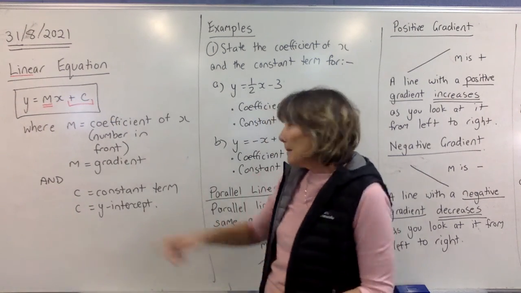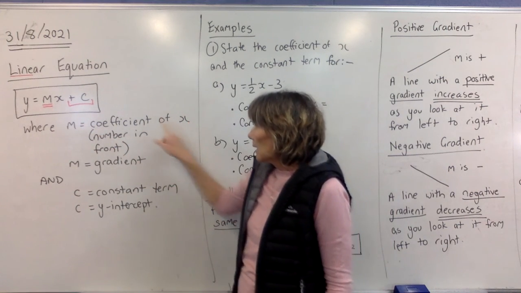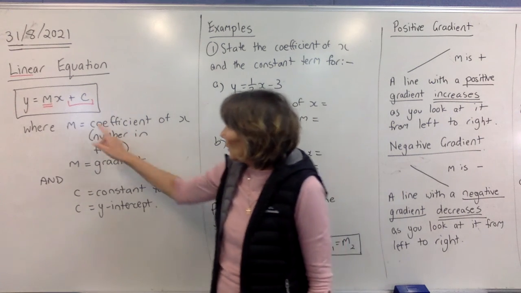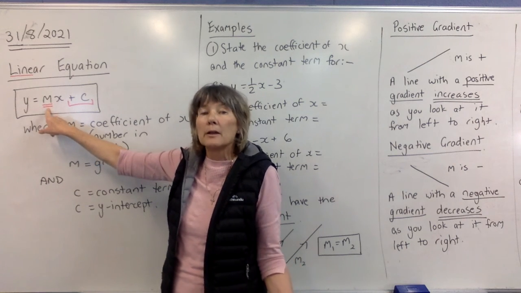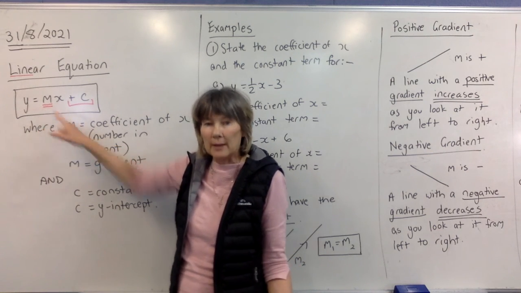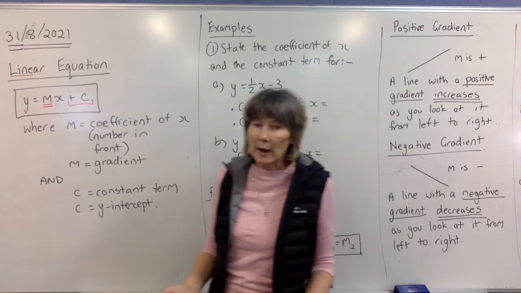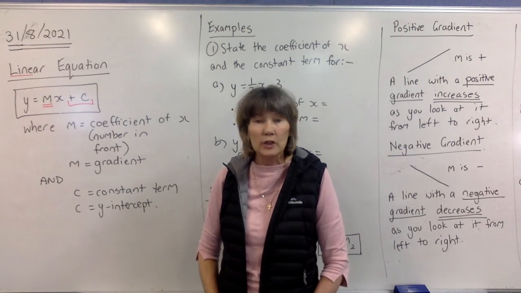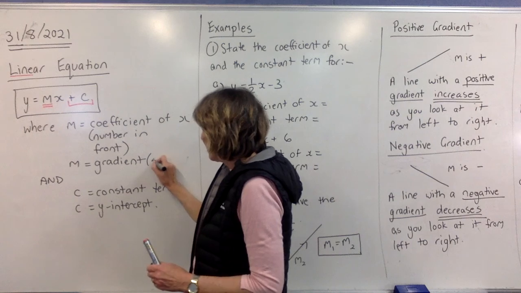Okay, so the m, we say that that's the coefficient of x. The coefficient means it's the number in front of x. Okay, so we have an x there and we have a number in front, like 6. 6 would be the coefficient of x. M is also the gradient. So when we graph this line, m will be the gradient. And a gradient is just the slope. Okay, so we can call the gradient the slope.